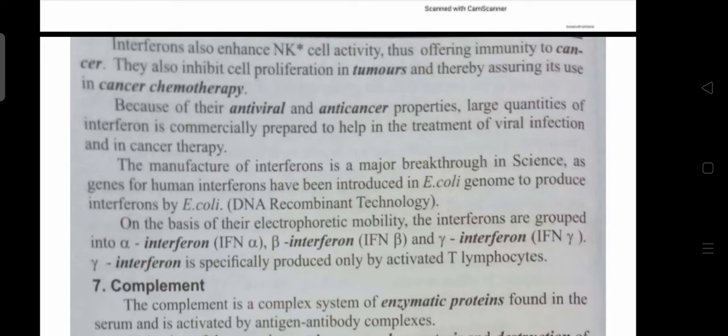So large quantities of interferons are commercially prepared because it helps in treatment of certain viral infections as well as in cancer therapy. Manufacture of interferons is a major breakthrough in science, because human interferon genes using rDNA technology have been introduced into the E. coli genome to produce many interferons by E. coli. Now, rDNA technology we have already learned.